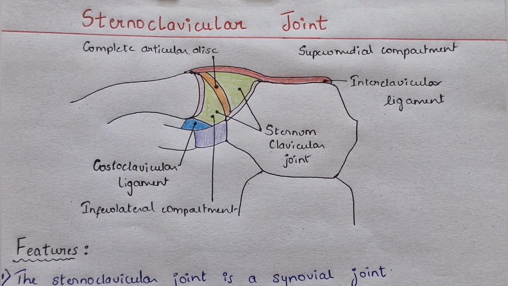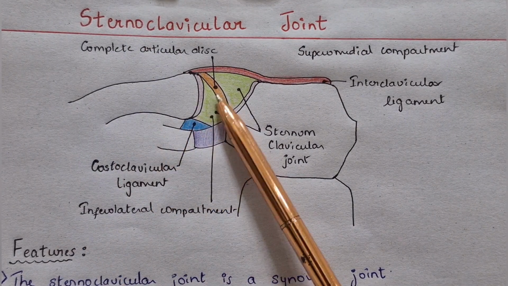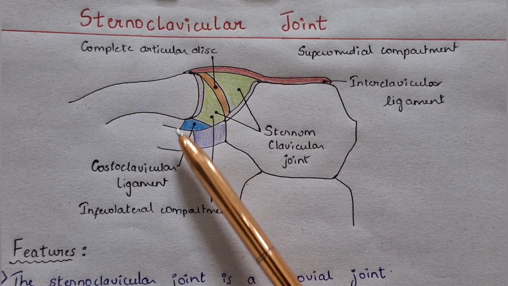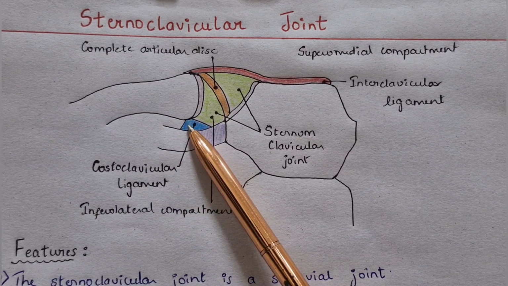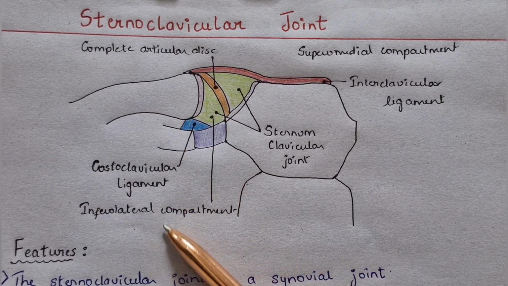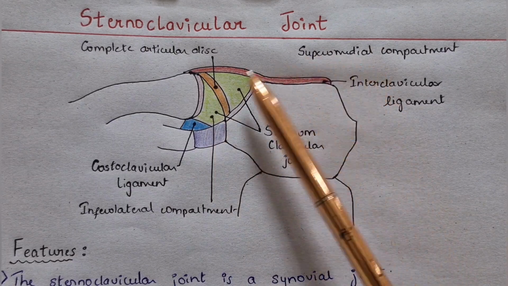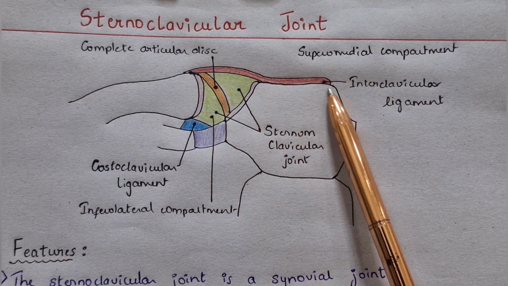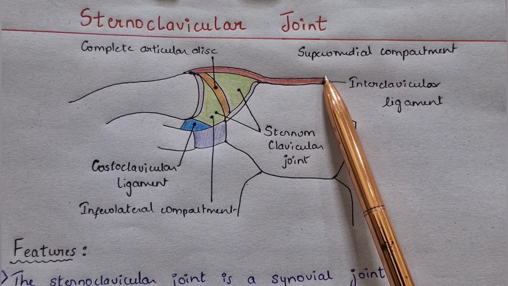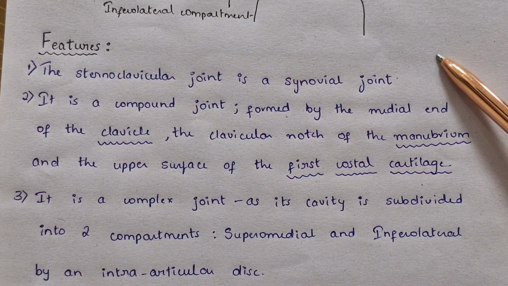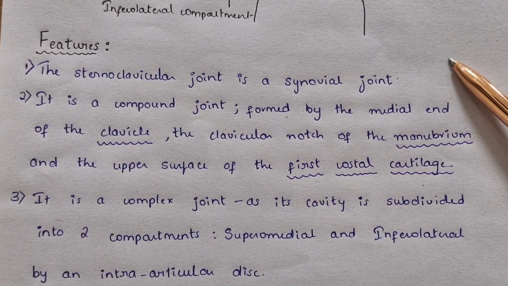The sternoclavicular joint. This is the complete articular disc, the costoclavicular ligament, the inferolateral compartment, the superomedial compartment is here on top, and the interclavicular ligament. Features of the sternoclavicular joint.